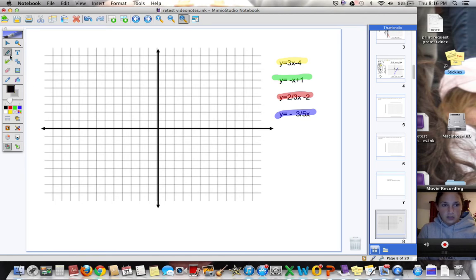So the yellow one, let me get a yellow marker. The first thing that I start with is this -4. That is my y-intercept. The minus tells me to go down. So I'm starting at the origin, I go down 1, 2, 3, 4. Plot a point.